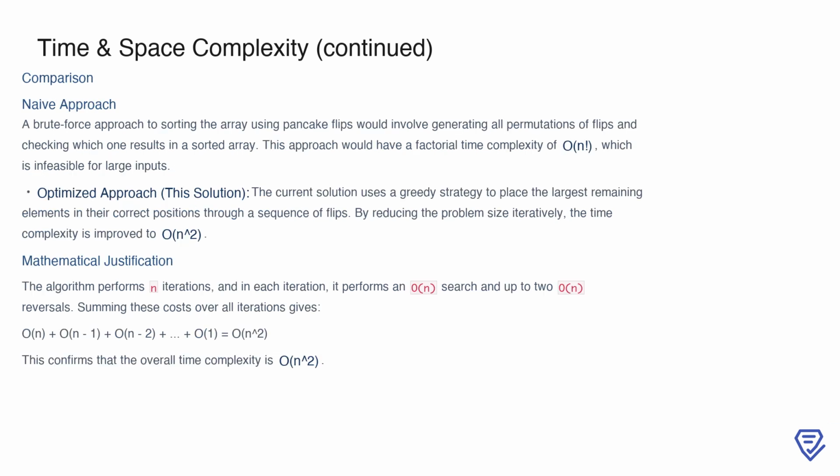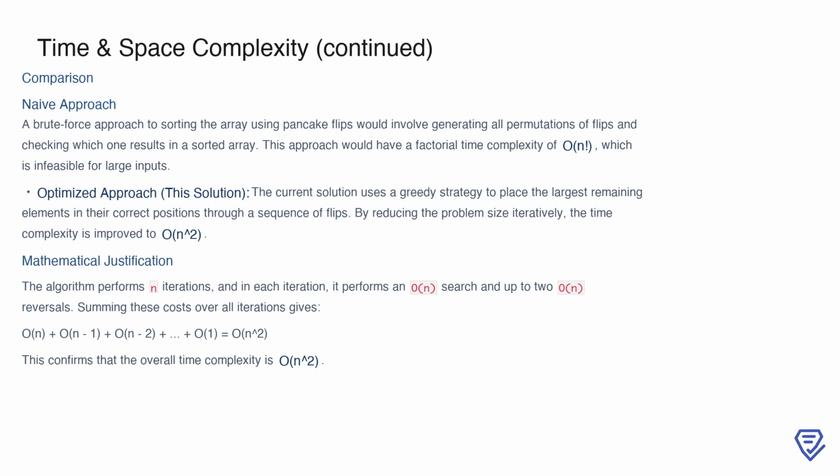Comparing this optimized approach to a naive brute force method highlights its efficiency. A naive method would involve generating all possible permutations of flips and checking which results in a sorted array. This strategy has a factorial time complexity of O(n!), which becomes computationally infeasible as n grows. In contrast, the optimized solution applies a greedy strategy, iteratively placing the largest remaining elements in their correct positions through a sequence of flips. By reducing the problem size step by step, the time complexity is significantly improved to O(n squared).